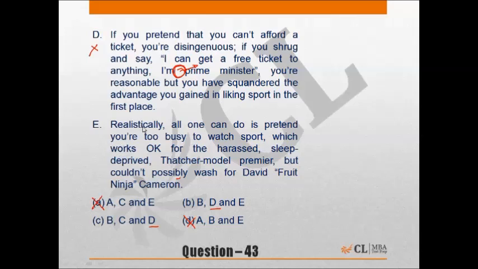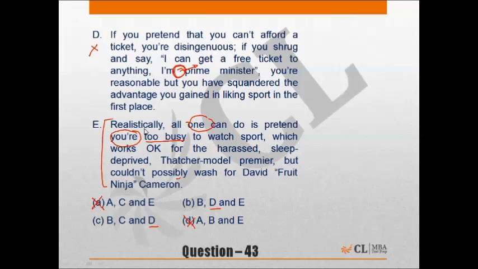Statement E: realistically all one can do is pretend you are too busy to watch sport, which works okay for the sleep deprived Thatcher-style premier, but couldn't possibly work for David Cameron. I'm actually disappointed that I could not identify E to be incorrect. All one can do is to pretend one is too busy to watch. You cannot have one, and this should have been visible to me. There's a very normal error which is there.